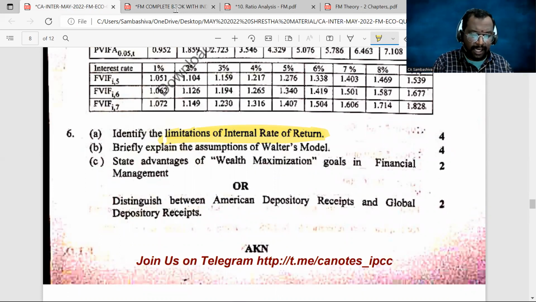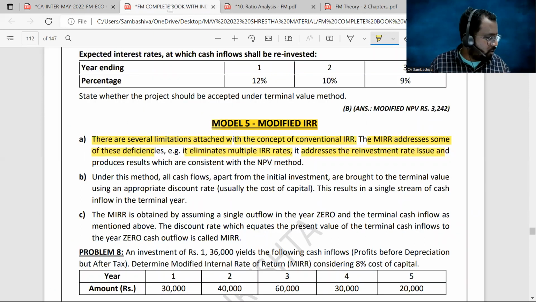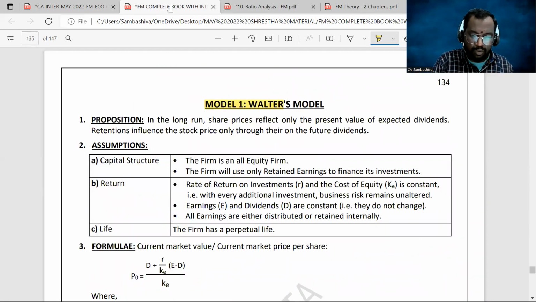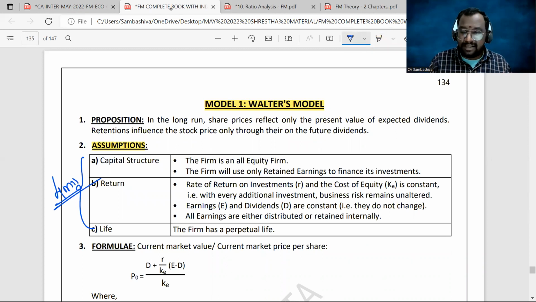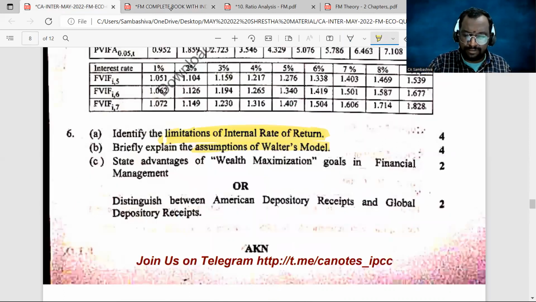Right. Next, explain briefly the assumptions of Walter's model. Again, you can come to our material. It's a direct question. Page number 135, Walter's model, assumptions. You have 3 points. If you write these 3 points, the 4 marks are very easy. The assumptions of Walter's model. Okay, now, every one of you. Straightforward question for 4 marks.